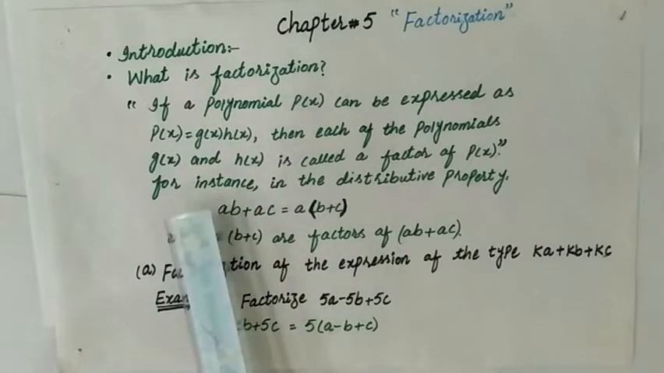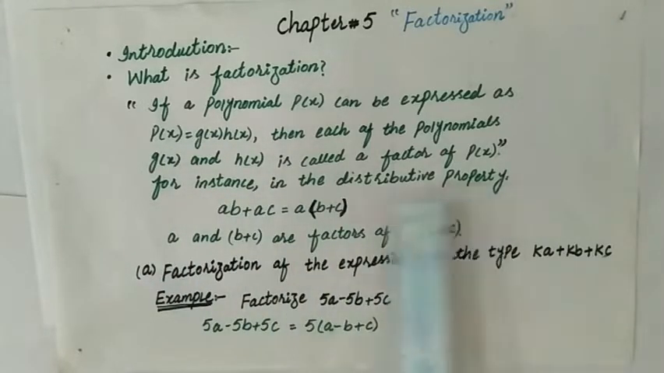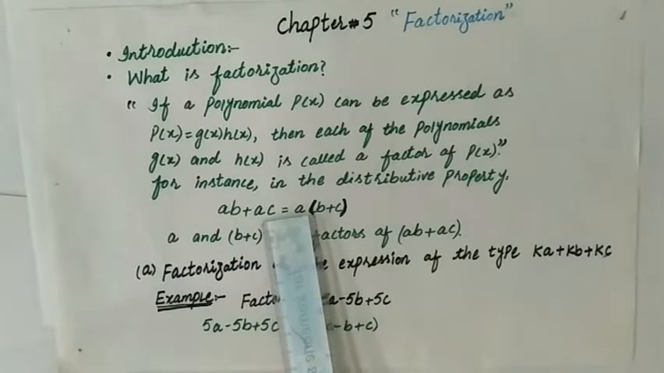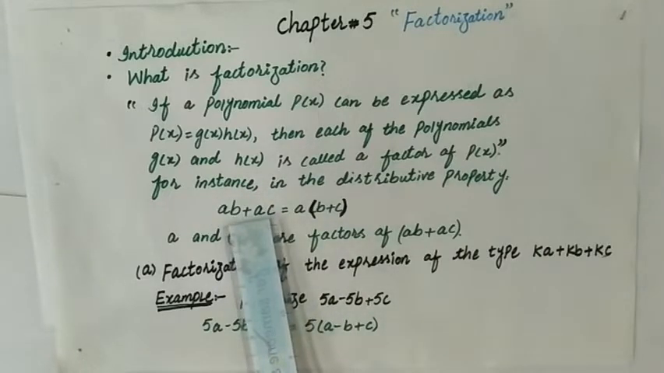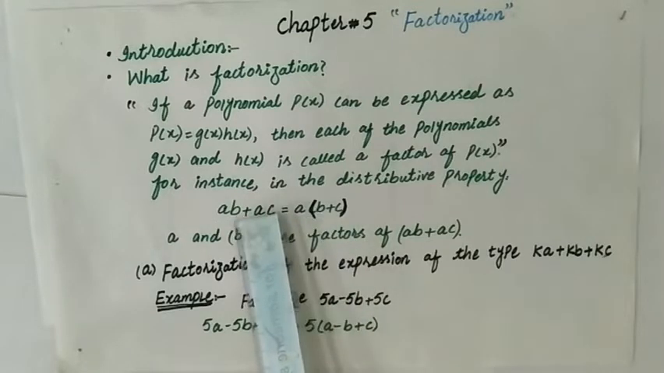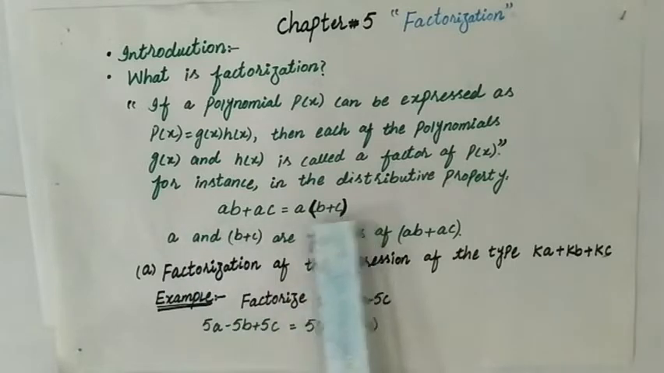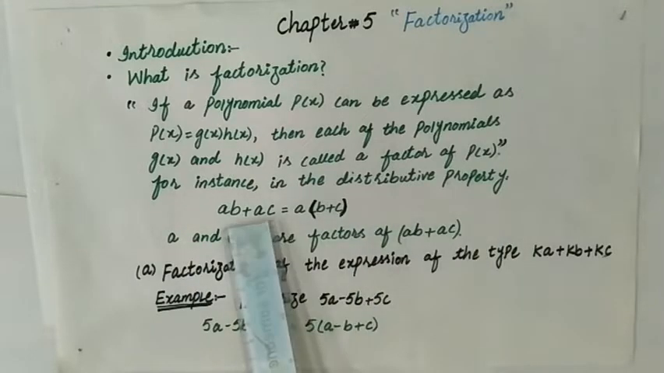For instance, in the distributive property AB plus AC, here A is the common term in this expression. So by taking A as common, we will write it as A into B plus C. Here A and B plus C are factors of AB plus AC.